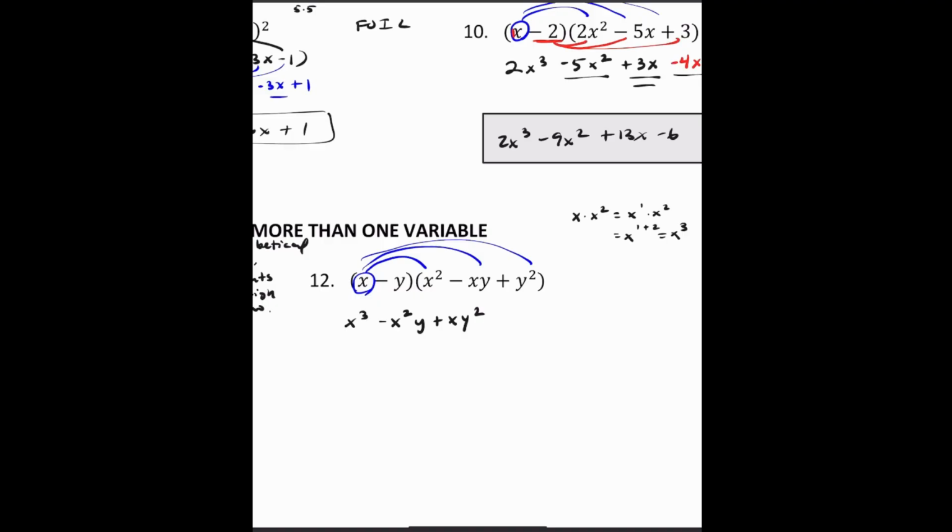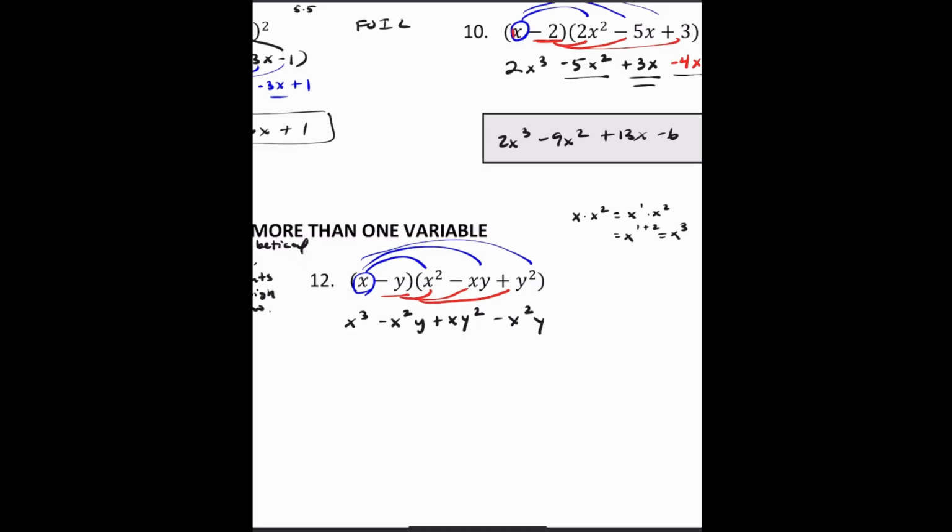Okay? Now with this negative y, I'm going to distribute that to each term inside of the trinomial. Negative y times x squared, that's just negative x squared times y. Now remember, I like to write this in alphabetical order. So it's x first, then the y. So negative x squared times y.